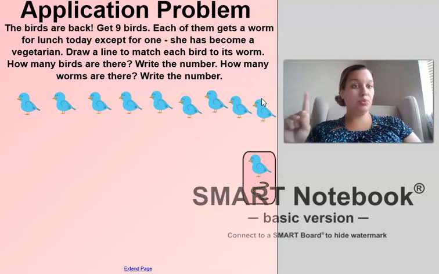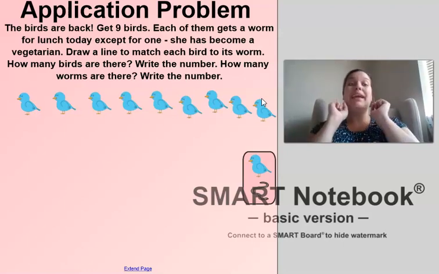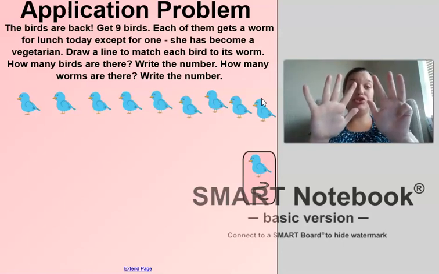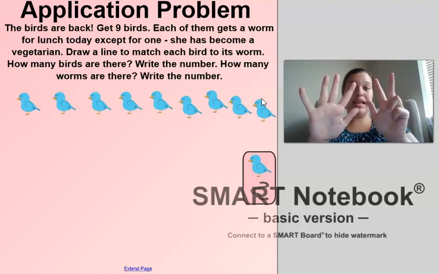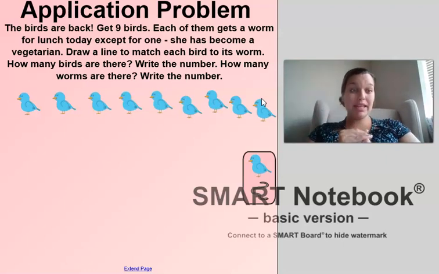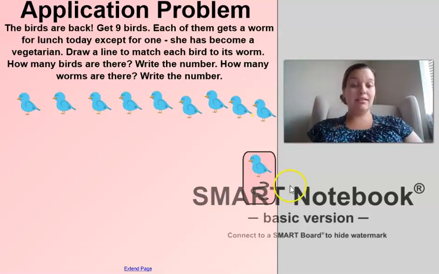We need 1 less worm than we have birds. So we have 9 birds. Show me 1 less. This number, let's count. 1, 2, 3, 4, 5, 6, 7, 8. So how many worms are we going to need if we want 1 less? We need 8. Very good.